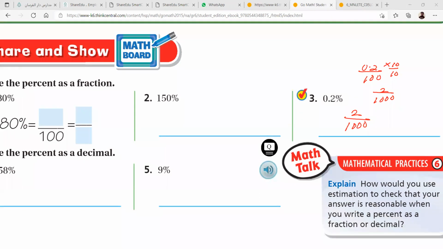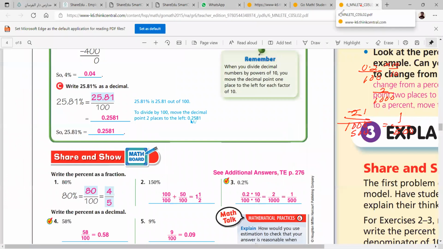But they ask, they ask you to write what? Fraction. So let us do 2 times 1 and 2 times 5. Your answer is 1 over 500. I didn't understand. Let us do again.